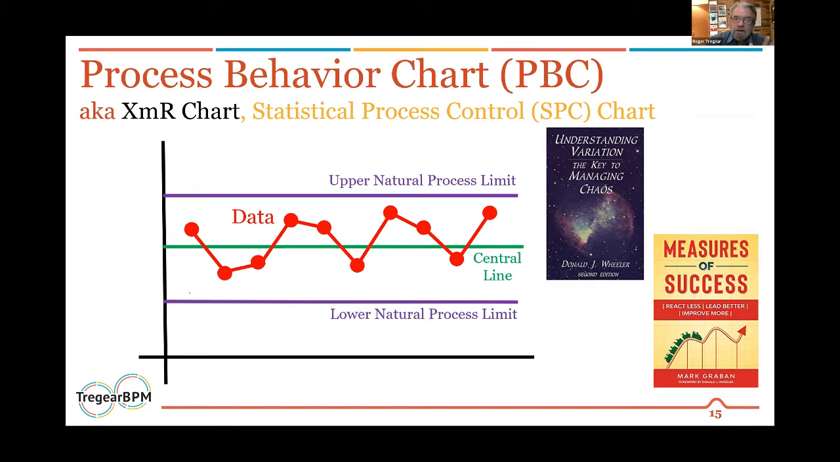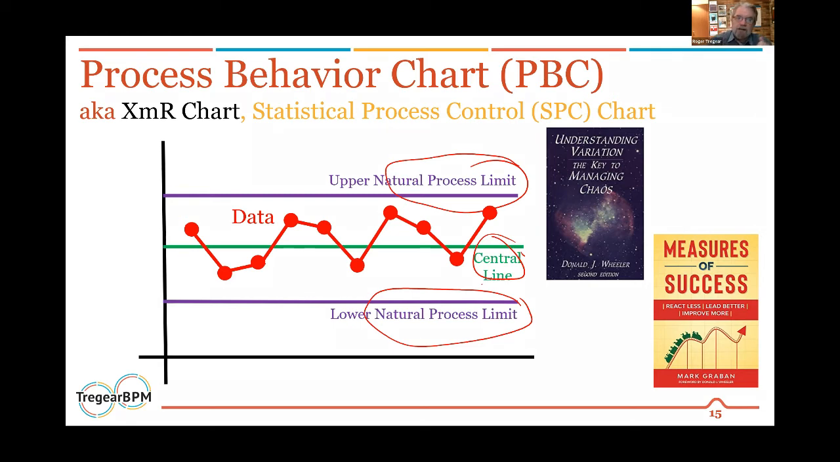So what we've got here is the data being plotted. We plot that as we go. The central line is an average performance level. And then we've got these limits, natural process limits, upper and lower, and they're calculated. These are not targets, they're calculated. We calculate them and draw them based on a baseline set of data.